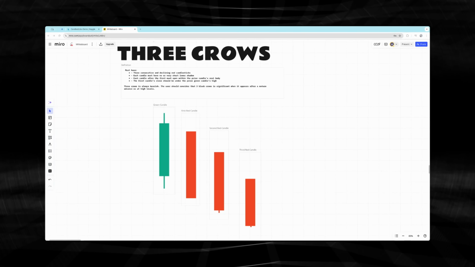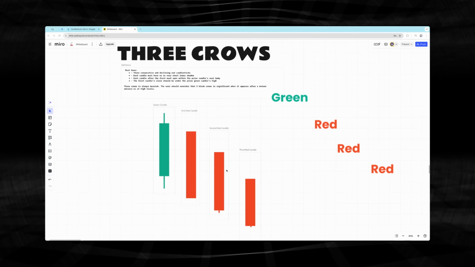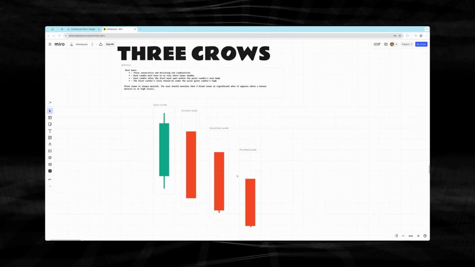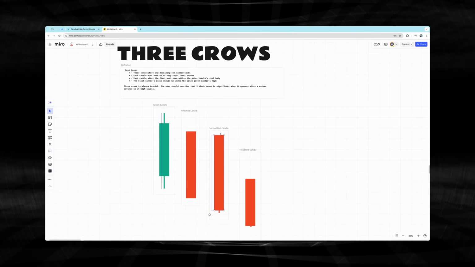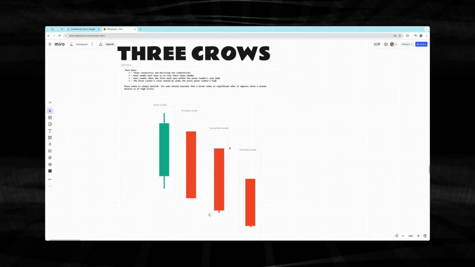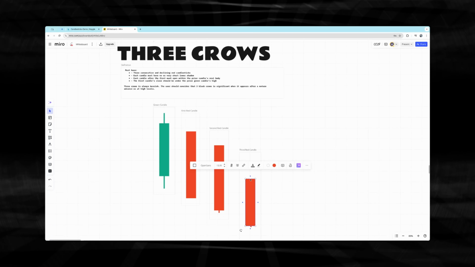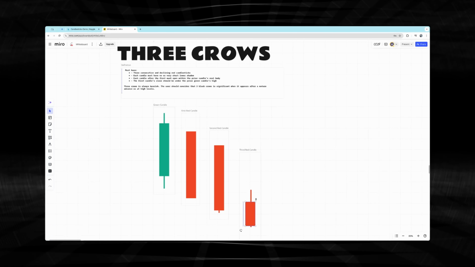The three crows candlestick pattern has 4 candles. The color pattern to look out for is green, red, red, red. We have 3 consecutively declining red candles. The second candle has to open within the body of the first red candle. This means the second candle cannot open beyond this point or this point. The last red candle has to open within the body of the second red candle. This means the last red candle cannot open beyond this point or this point.